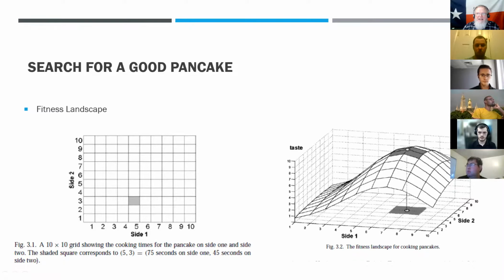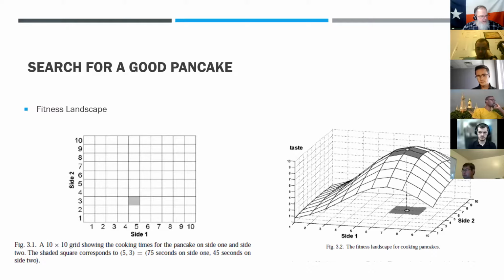This gives rise to the idea of a fitness landscape. The fitness landscape is shown on the right, and it covers the search space, and every point on this surface has a fitness associated with it. And our job is to find an acceptable pancake. Now, there's a couple of ways we could do it.